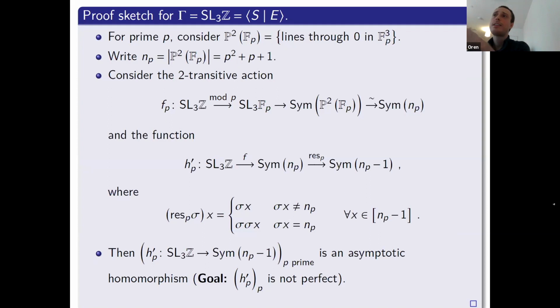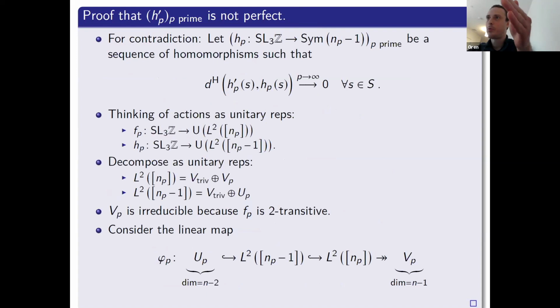Then statistically, they will be very similar. And you can just repeat the same proof to show that one of them is coming from true actions. So these are actual homomorphisms. And the other one, the one where you took slightly larger primes and removed points, is not close to any action, with the same proof. But by Benjamini-Schramm, they are very, very close. So actually that's it.